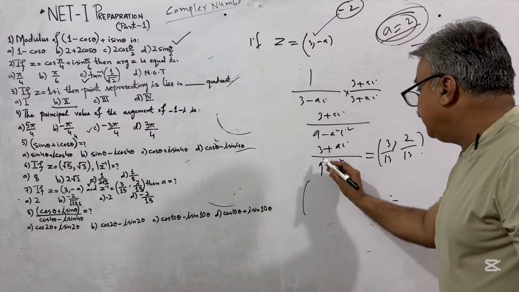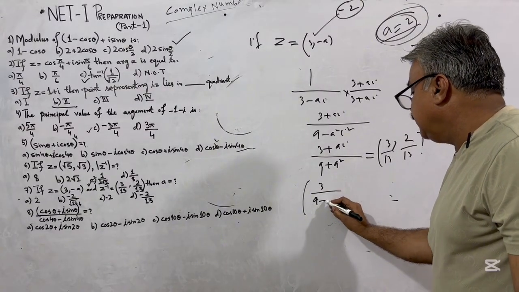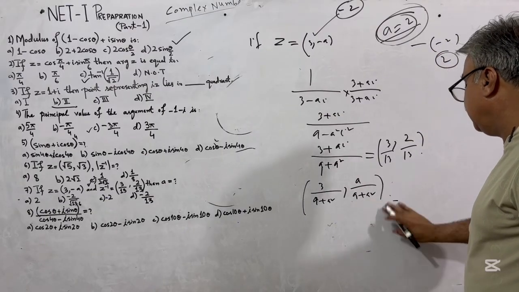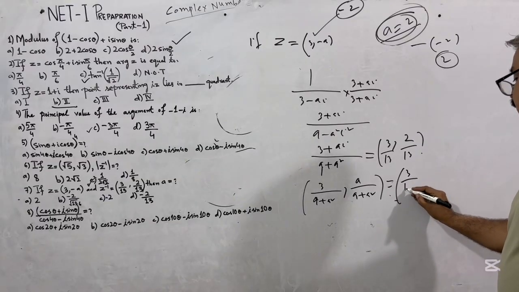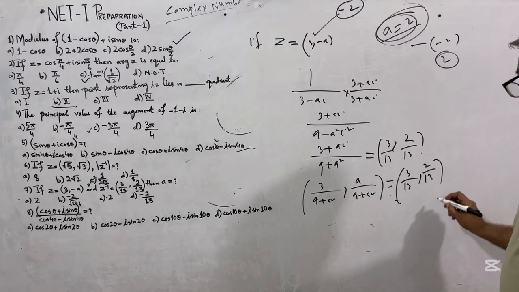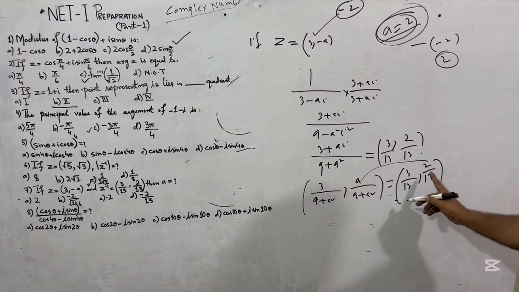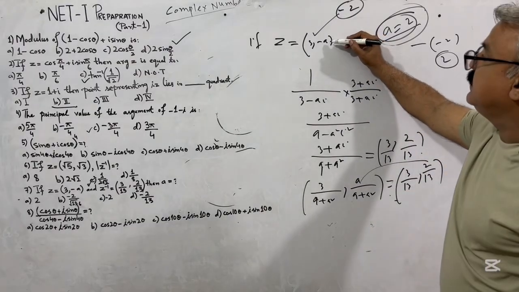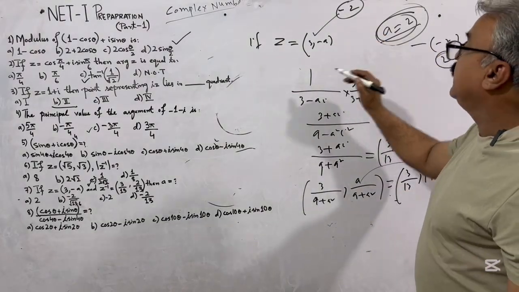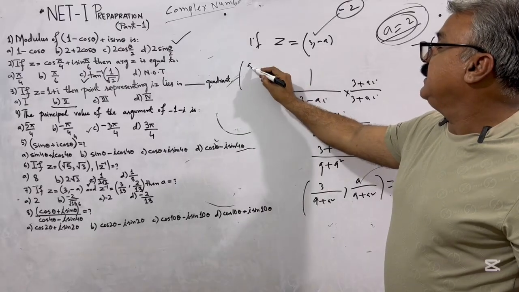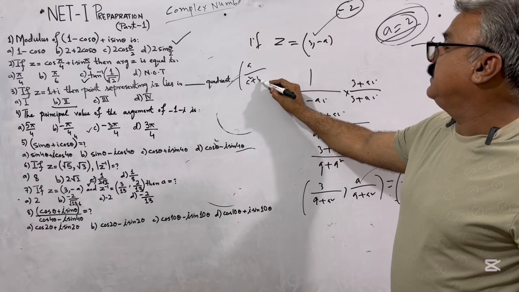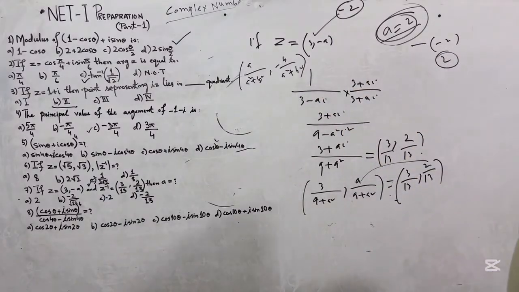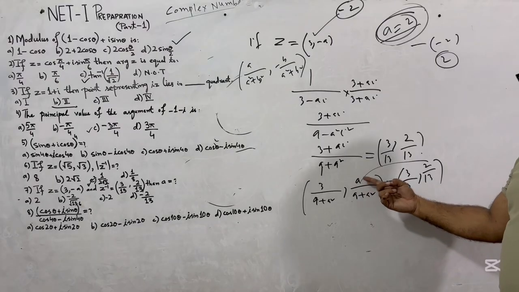Now compare. It can be written as 3 over 9 plus A square, A over 9 plus A square is equal to 3 over 13 comma 2 over 13. Now compare. Value of A is 2. The simple method: you can plug in directly by the definition of complex number, by the definition of inverse. A is equal to a square plus b square, minus b over a square plus b square. So we have to change the symbol, or one can compare from this. A is equal to 2.